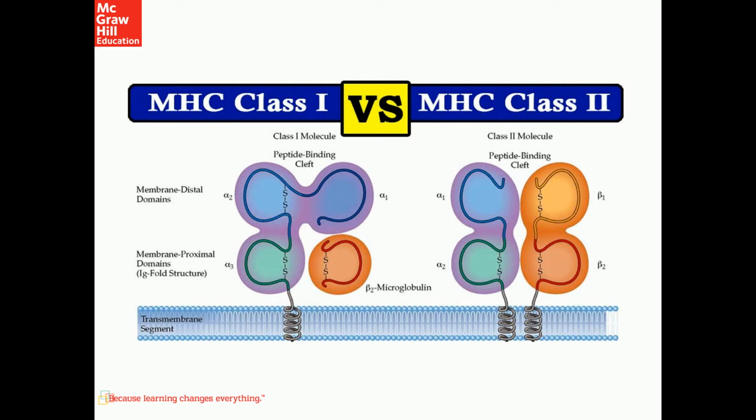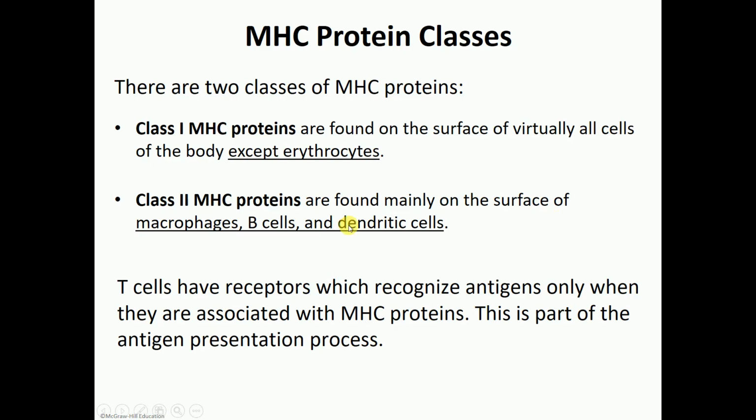MHC2s, these are the protein complexes that are more related to the immune system. Those are found on the macrophages, B lymphocytes, and dendritic cells. Dendritic cells are the macrophages found in the CNS.